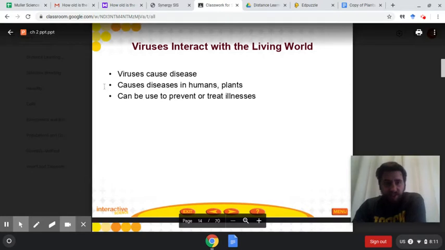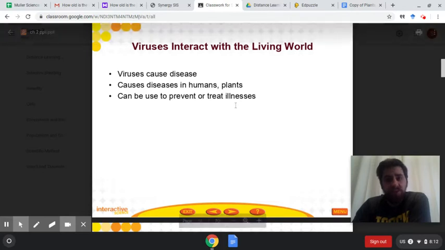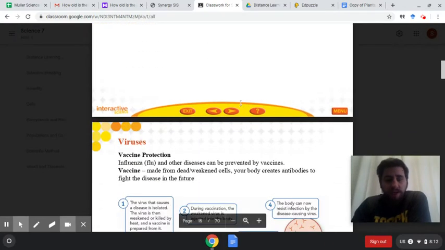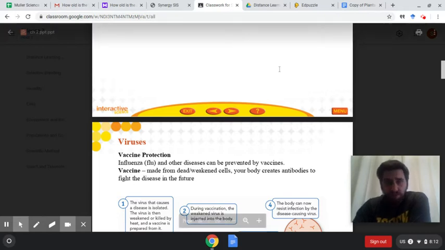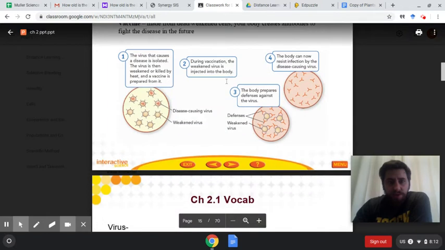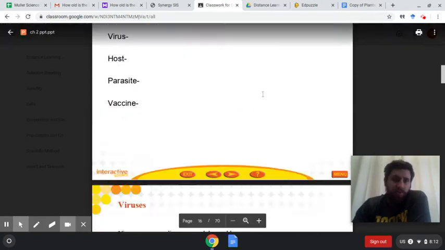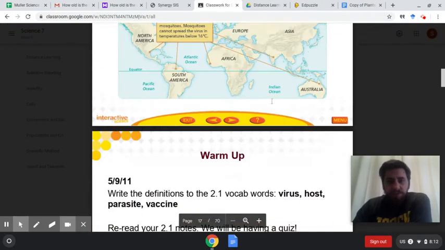So a virus can cause diseases in humans and plants, and they can also be used to treat and prevent illnesses. Obviously, you can use them to make vaccines, but you can also prevent other types of bacterial infections and fungal infections using viruses, because viruses can infect the bacteria as well. So we can use them to our advantage. Talk about vaccines, and then you just upload a picture. Easy.